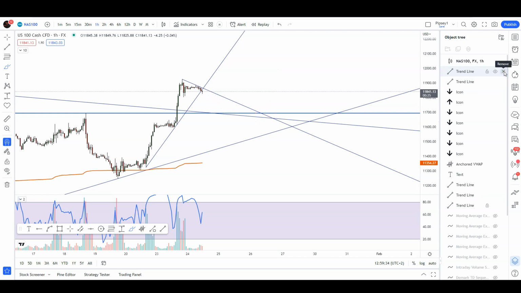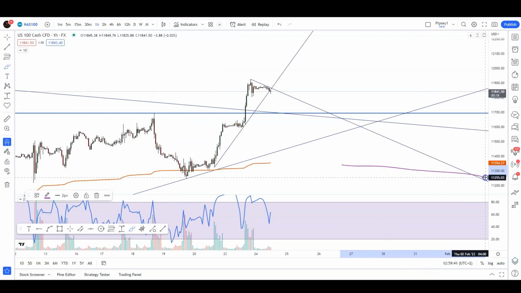Remember, this doesn't constitute any financial advice on whether to buy or to sell. It's purely educational, to show you guys what I do.